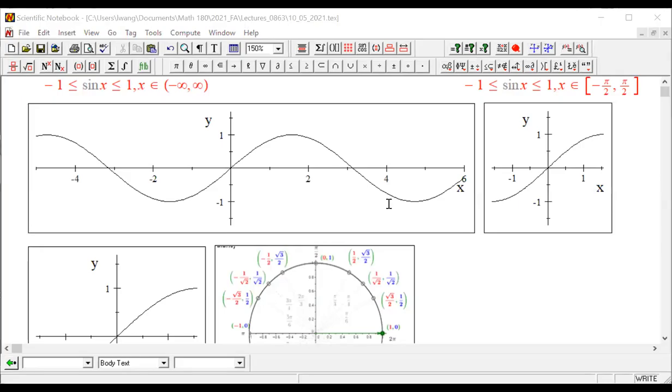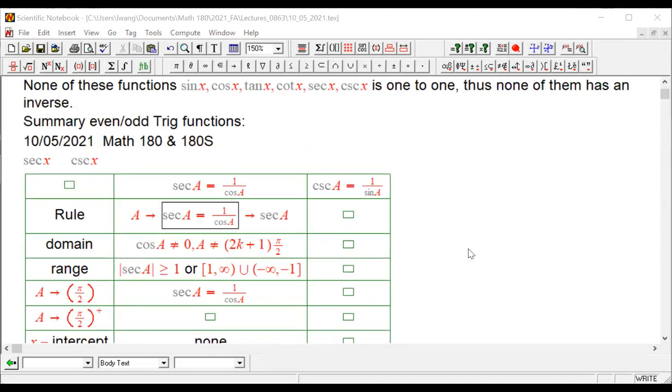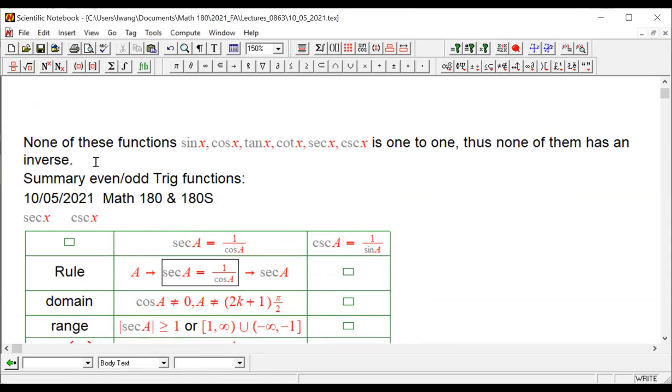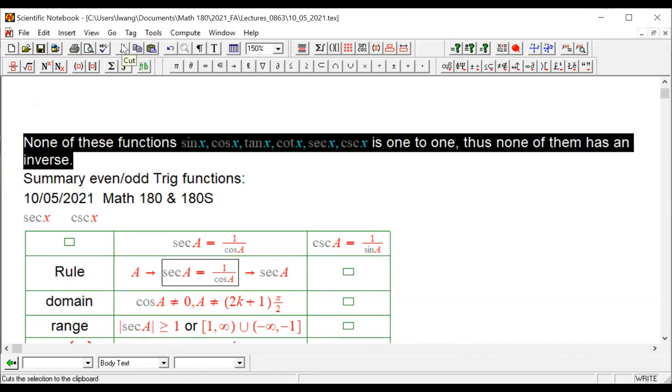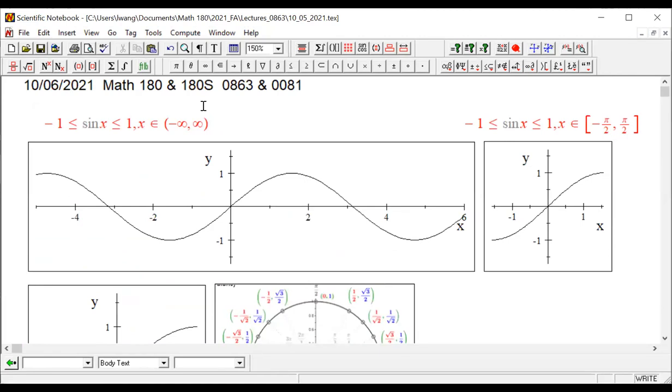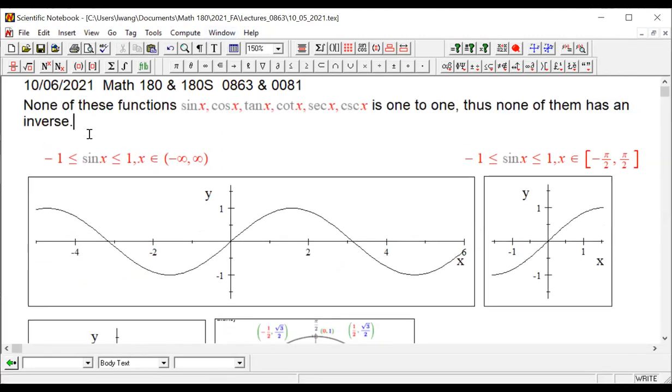We mentioned yesterday that none of these functions has an inverse. None of these functions is 1-to-1, and thus none of them has an inverse. So where does the inverse come from? We talked about how we created new functions. So let's see how the new function was created.